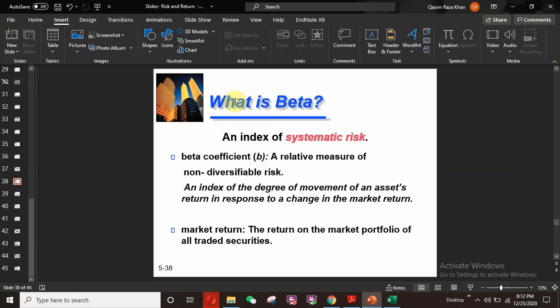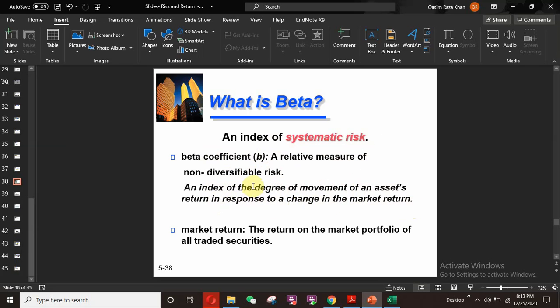So first we need to know what is beta. A beta is an index of systematic risk, and you know what is systematic risk. Systematic risk is undiversifiable risk, that risk which is not associated with your organization, and this risk is uncontrollable and undiversifiable. So the beta coefficient is a relative measure of non-diversifiable risk, an index of the degree of movement of an asset return in response to change in the market return.